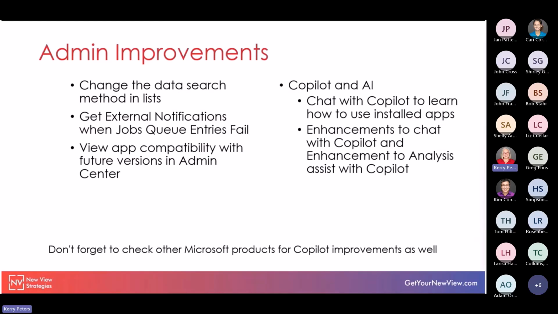Other exciting admin improvements that are coming: we can change the data search method in lists, and that means you're going to have the option to use the legacy search or the new modern search. The difference with the legacy search is that it searches across all columns. The new modern search is going to search across columns that are optimized for full text search matching. So it's going to be faster. That's not available for all tables yet, but hopefully it will be. And just know too, if your partners have added some tables, they can also optimize their tables in order to use the faster search.